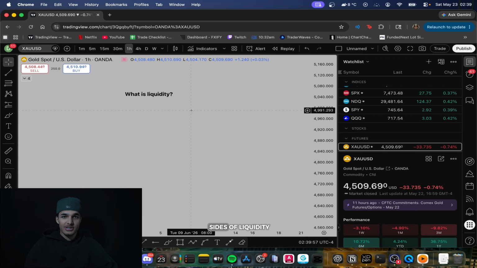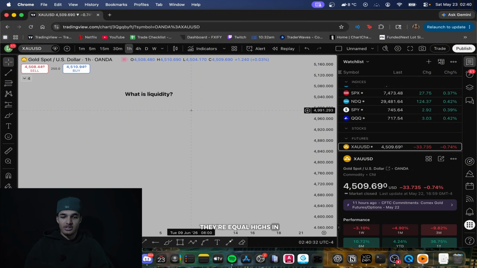Now there's two different sides of liquidity. There's the buy side liquidity and the sell side of liquidity. The buy side of liquidity is highs and the sell side is lows. So basically above highs, there are stop losses, and below lows, there are also stop losses. So that's where price is going to go to grab liquidity.